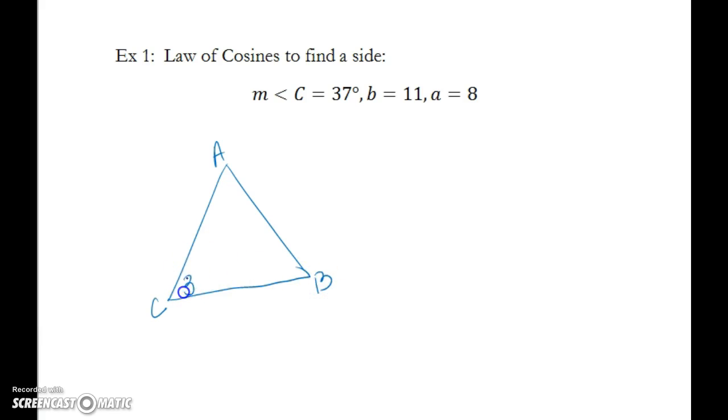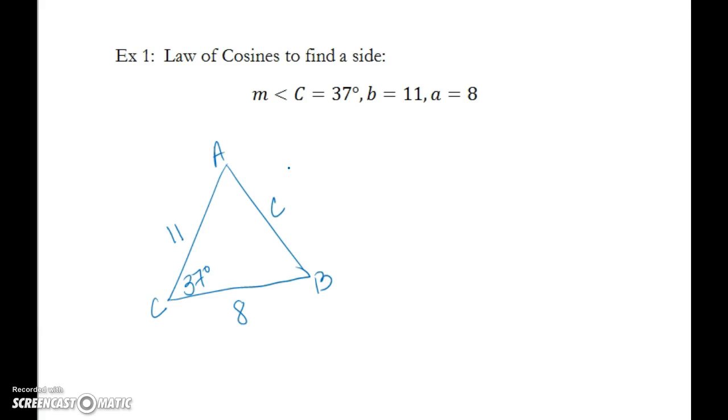Angle C is 37 degrees, side B is 11, side A is 8, side C is unknown. Now we can't use Pythagorean theorem, it's not a right triangle. We can't use law of sines because we don't have an angle and the side that's across from that angle. So we have, for example, angle 37, angle C, but we don't have the measure of side C. We have the measure of side B, but not angle B. We have side A, but not angle A. We don't have a match. We need a match, both an angle and its corresponding side, in order for us to be able to use the law of sines.